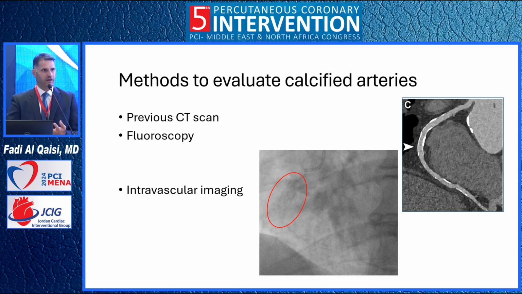So how can we evaluate the artery and the degree of the calcification? How can I know whether this is a calcified artery that I will succeed with, or a very bad artery where I have a low chance of success? One of the nice tools, if the patient has a previous CT scan: many patients have a CT angiogram, and you can look at the CT and appreciate the degree of the calcium. The other thing is fluoroscopy. Obviously, the best method is intravascular imaging, which we are going to talk about in a second.